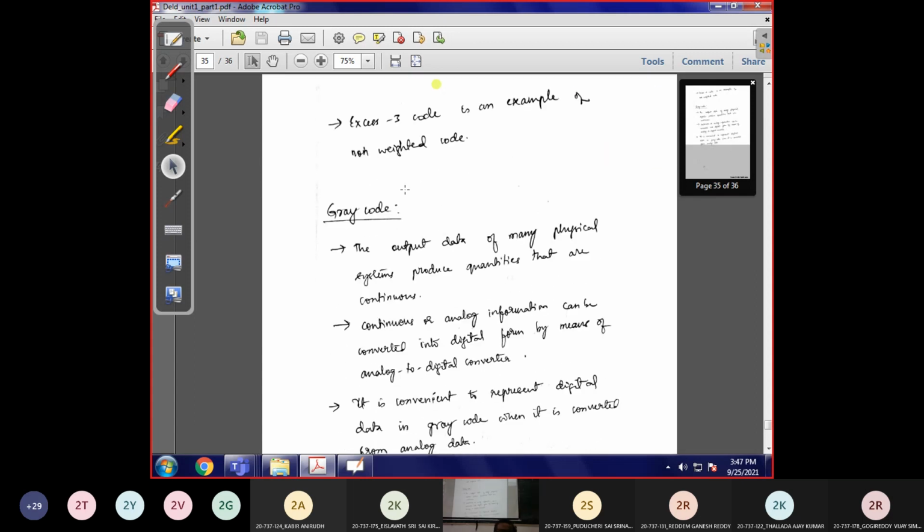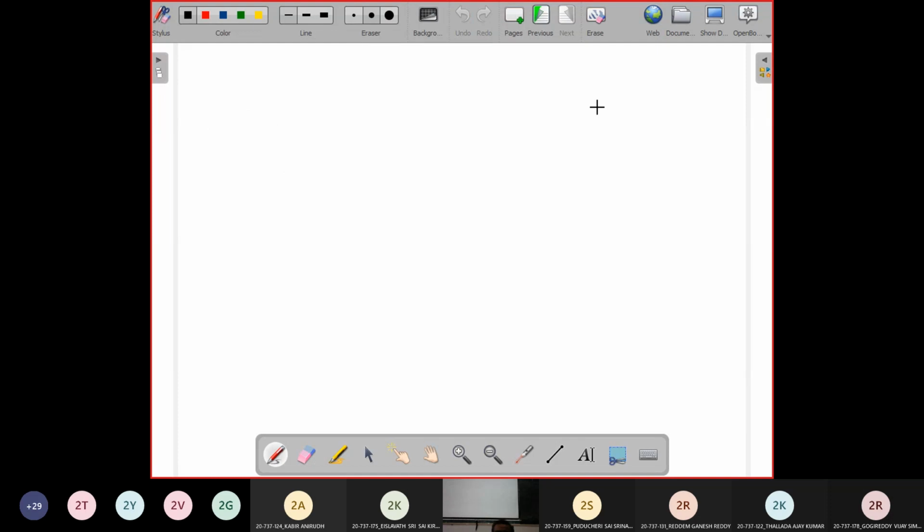And we have one more important code called gray code. Gray code is very important whenever you are representing continuous or analog information in a digital representation. Frequently, all signals are continuous signals, so in order to represent continuous signals, we use a special kind of code called gray code. Let me illustrate how you get the gray code first. So please understand how to get the gray code.